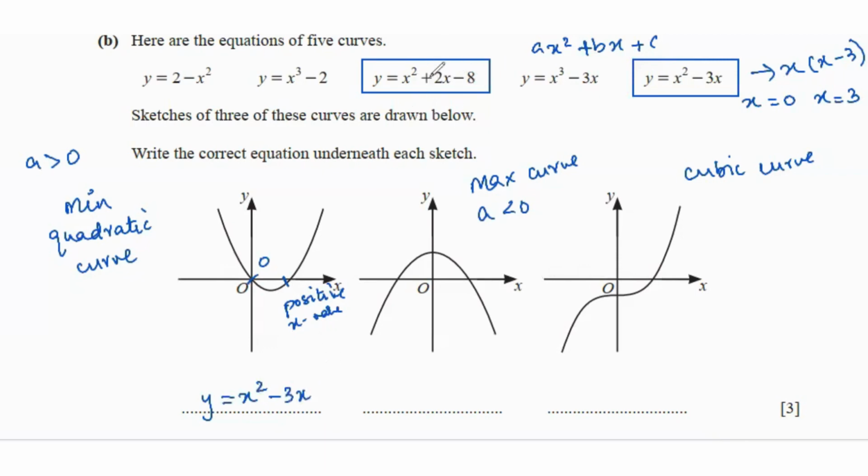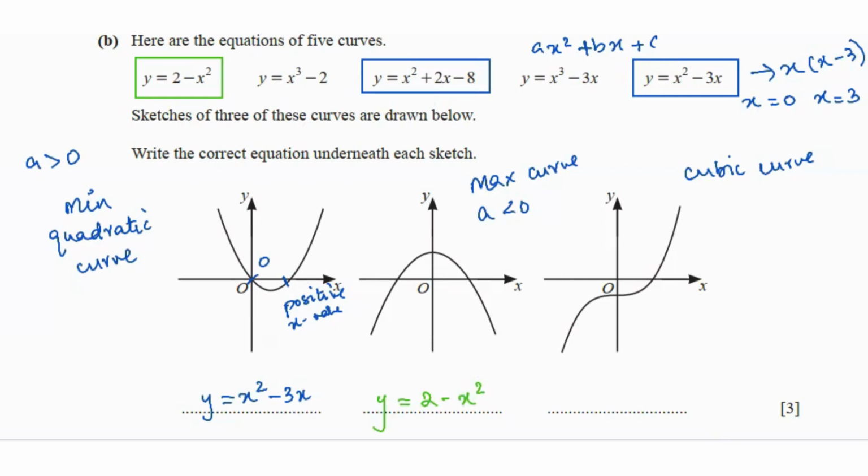Yes, we do have another quadratic equation, which is y equals x squared plus 2x minus 8, which is for a minimum curve. But if we had factorized it, we wouldn't have gotten x equals 0 as one of the factors. It would have been 4 and minus 2. So that's out of our options. Then for the maximum curve, there's only one maximum curve, which is this one: y equals 2 minus x squared. As you can see, x squared is negative. That means this is our equation for this curve.